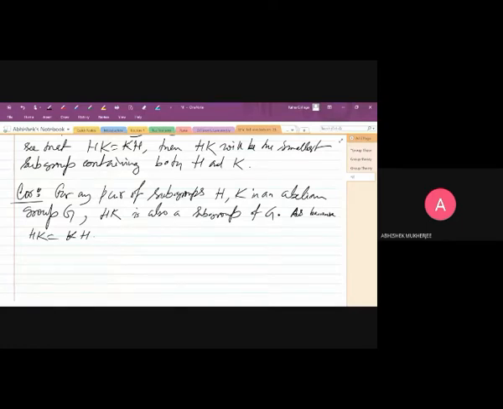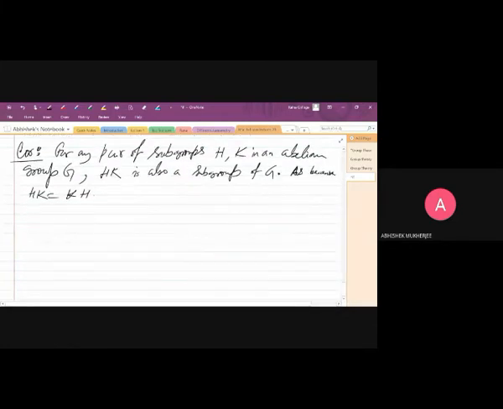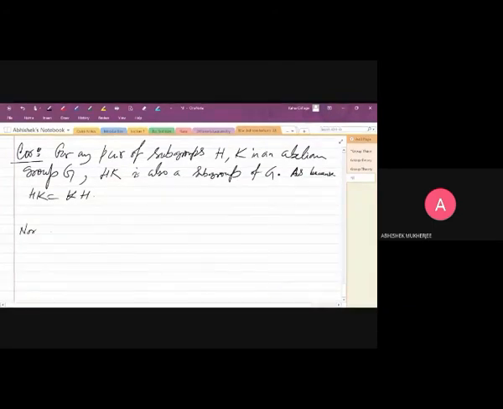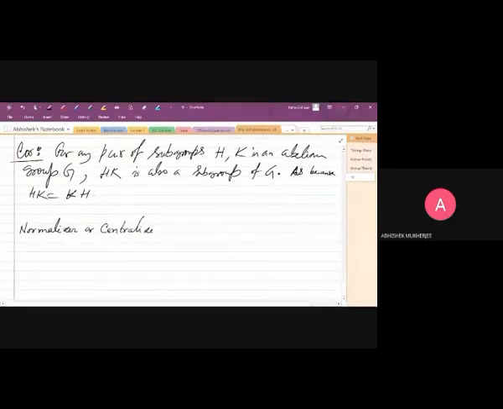Now let us give you some more examples of subgroups of a group. So how to generate new subgroups in a group. So let us have a look on that. Normalizer, centralizer of an element.